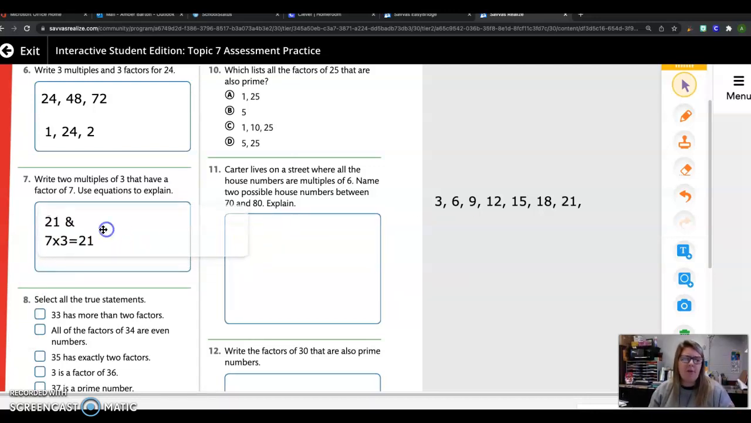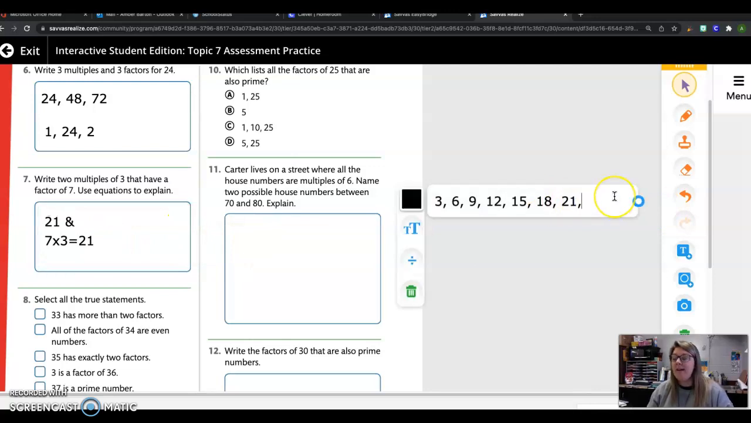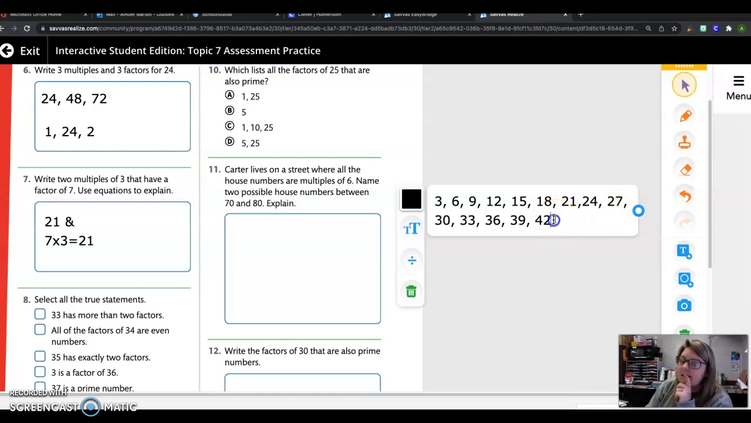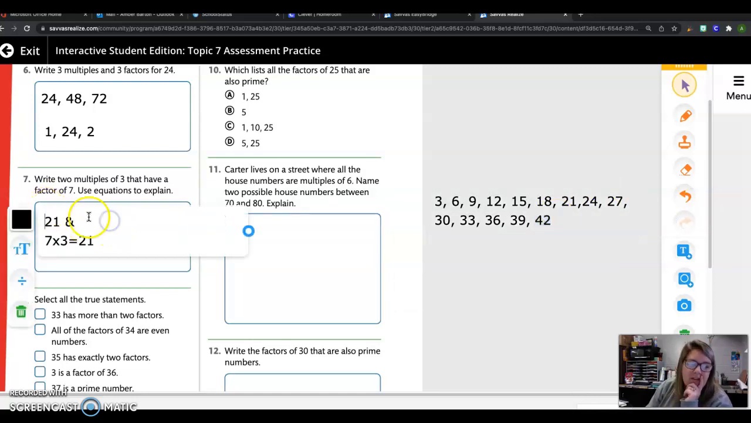So let's keep going with our multiples until we can find another multiple that also has a factor of 7. So we're at 21. What would be next? 24, 27, 30, 33, 36, 39. Does 42 have a factor of 7? It does have a factor of 7.